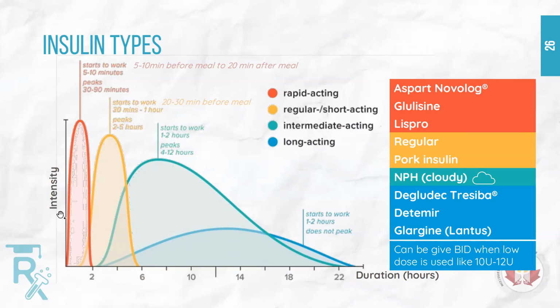As we see here, this one has a peak, a point where it reaches the maximum concentration in blood. This one too has a peak, okay? This one, the long acting, we call it peakless because it gives coverage for a long time, almost the whole day. So it doesn't give a specific peak. Rather, it gives a long coverage during the day.